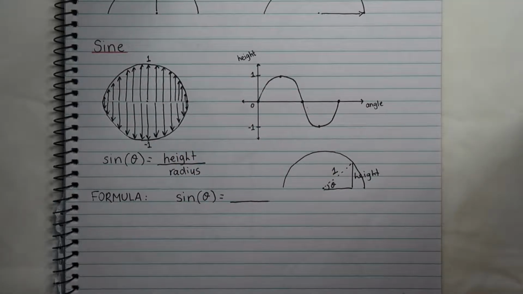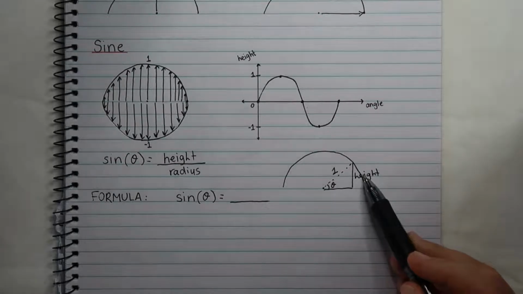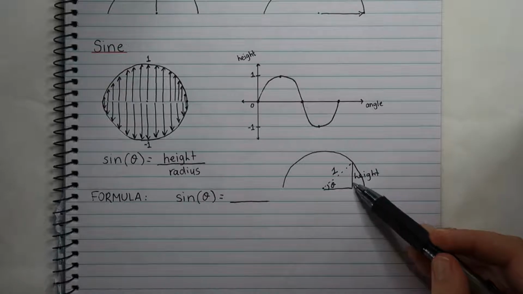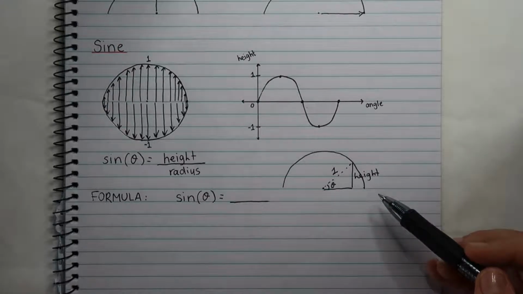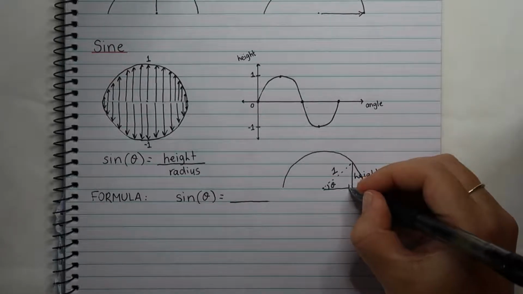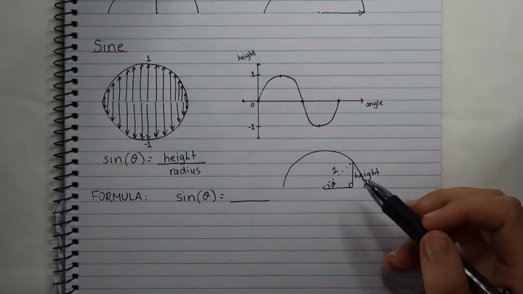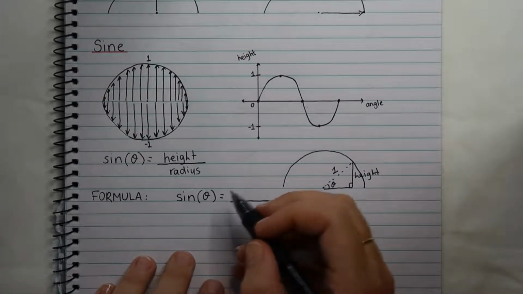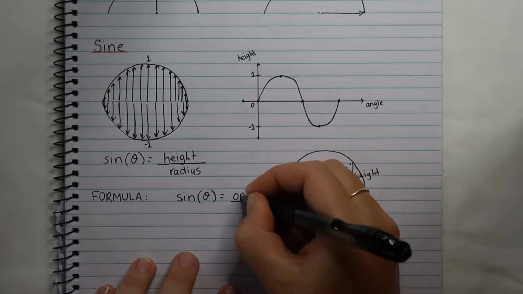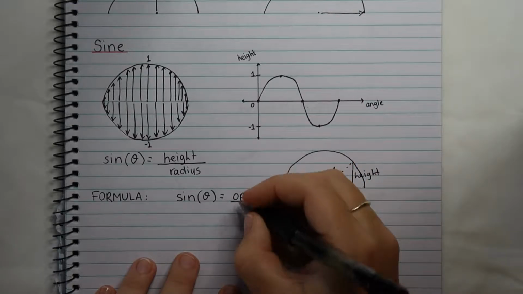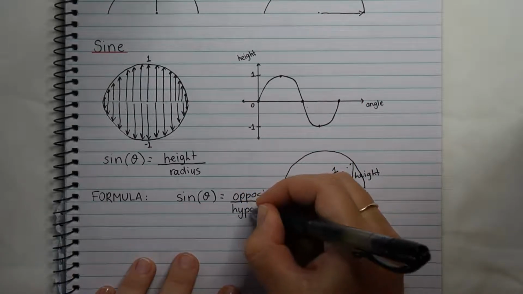So the height of the screen is the furthest side from this angle. So we call this the opposite. This side is called the opposite. The longest side of the right angled triangle is called the hypotenuse. So we can rewrite our formula as sine theta is equal to the opposite side divided by the hypotenuse.